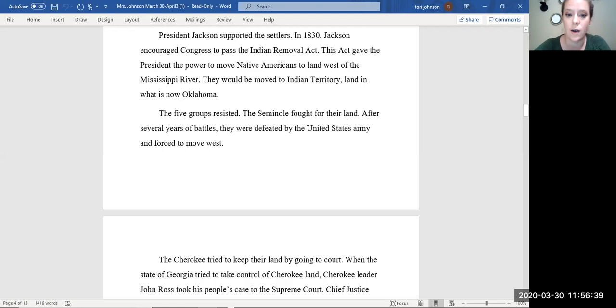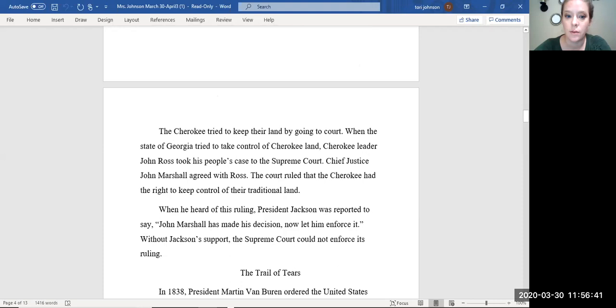The Cherokee tried to keep their land by going to court. And when the state of Georgia tried to take control of Cherokee land, Cherokee leader John Ross took his people's case to the Supreme Court. Chief Justice John Marshall agreed with Ross. The court ruled that the Cherokee had the right to keep control of their traditional land. When he heard of this ruling, President Jackson was reported to say, "John Marshall has made his decision, now let him enforce it." Without Jackson's support, the Supreme Court could not enforce its ruling.